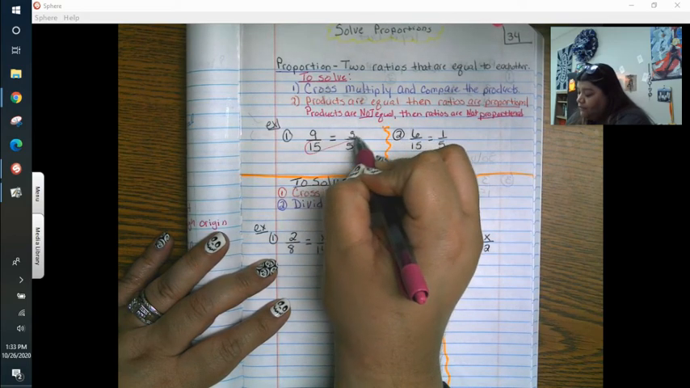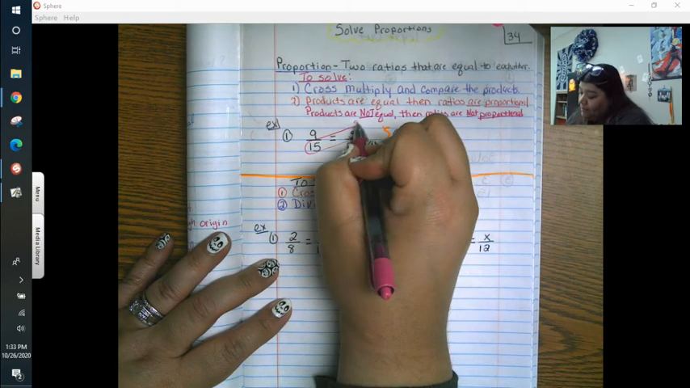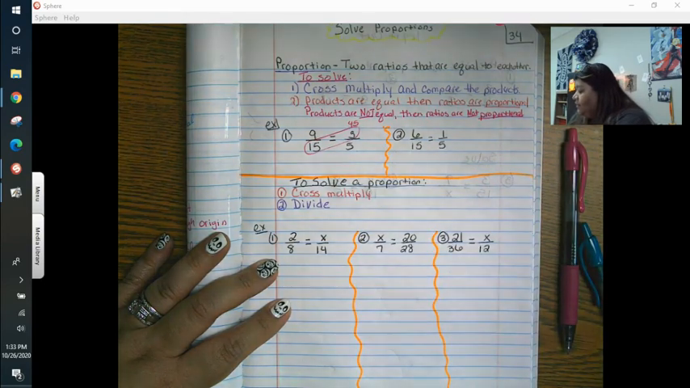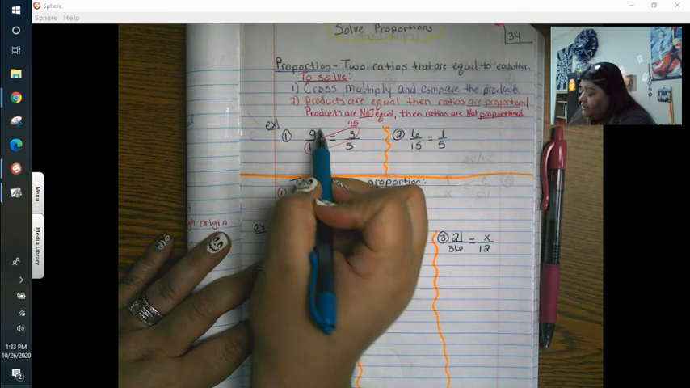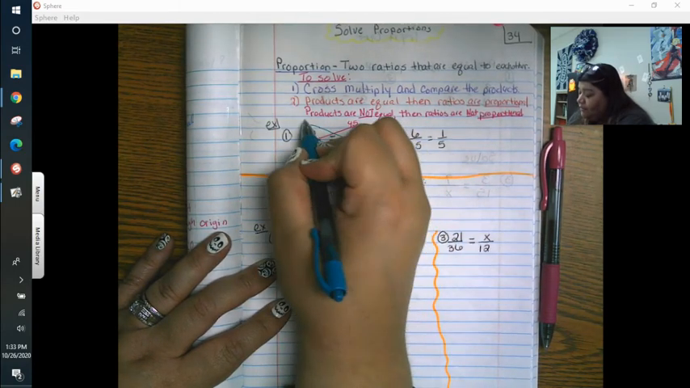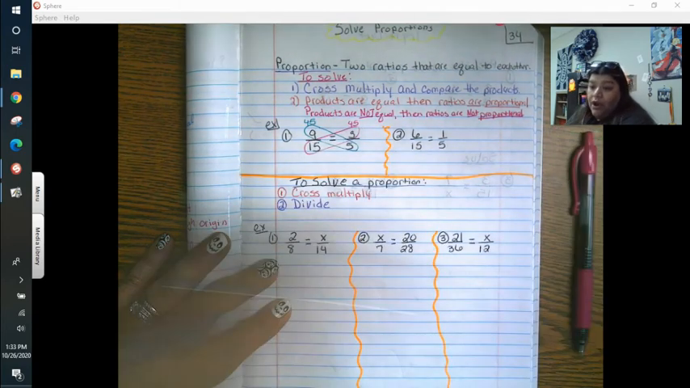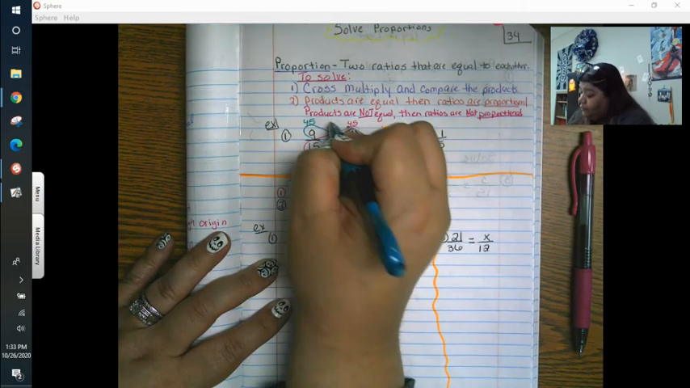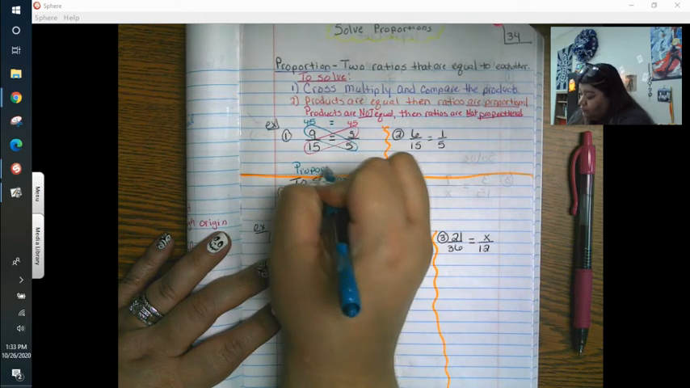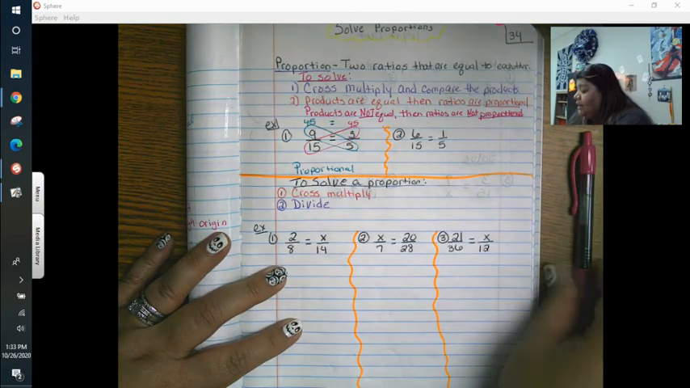So we're going to go this way first. So 15 times 3 is 45. And then we're going to go in the other direction. So I'm going to go this way, one numerator and the opposite denominator. And 9 times 5, 45. Compare the two products, okay? The two products are equal. So this is proportional. Okay, it is proportional.